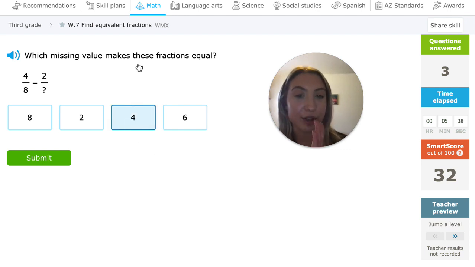And we can also double check our answer. So if we divided these by 2, we should be able to multiply these by 2 to get the answer. 2 times 2 is 4. 4 times 2 is 8. So we can always double check our answer by switching it.